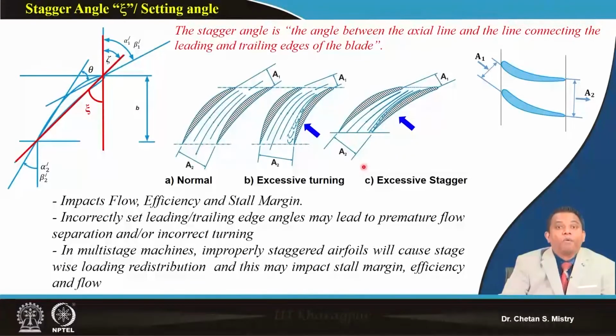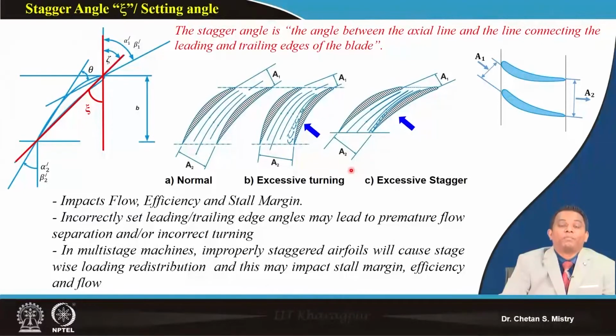For a multi-stage configuration, an improperly staggered aerofoil will cause the stage-wise loading to get redistributed. And that may impact stall margin, efficiency and flow. So we can say it is a very important parameter. Let me point out here, suppose we are talking about, say, industrial fans.